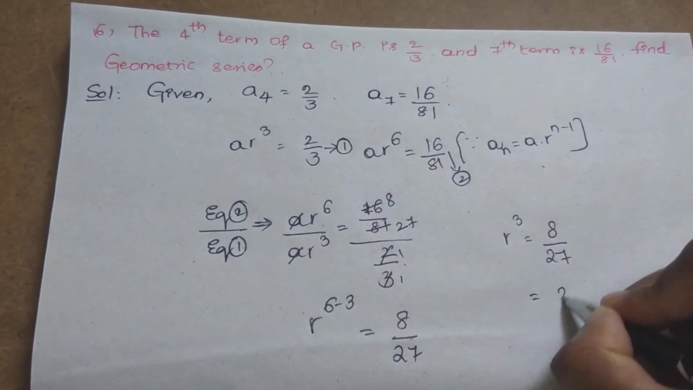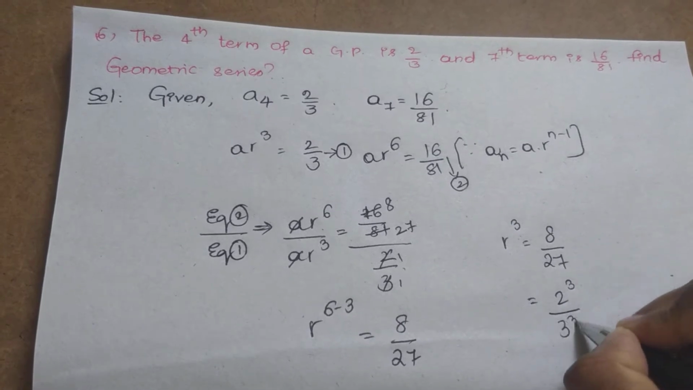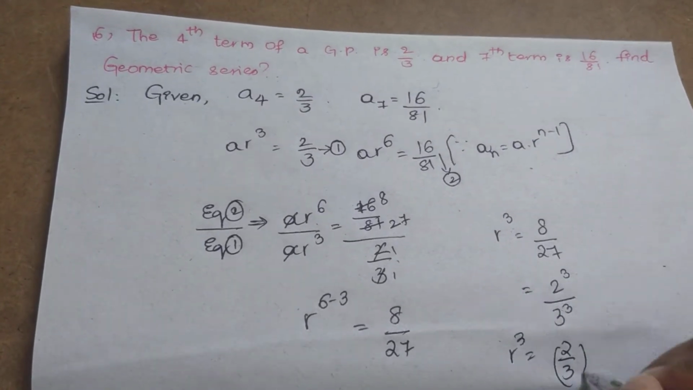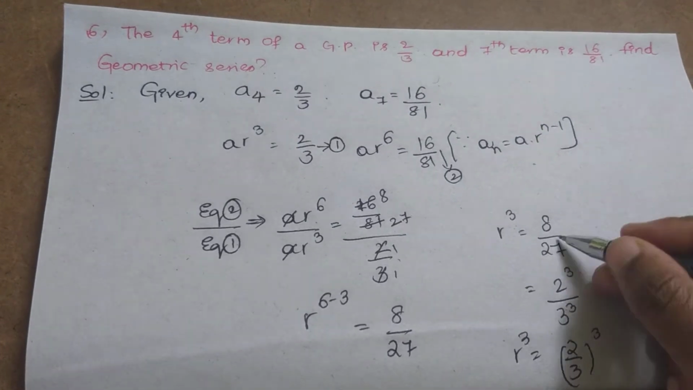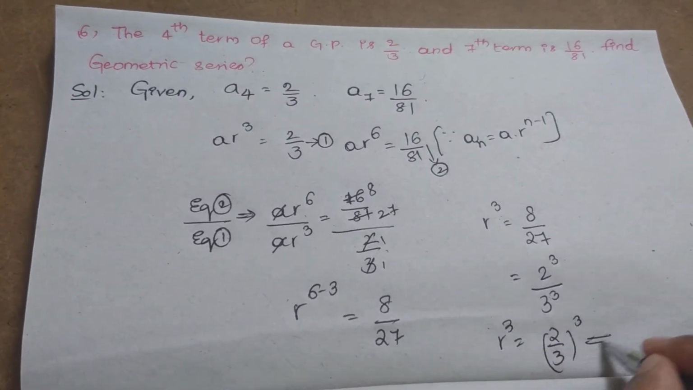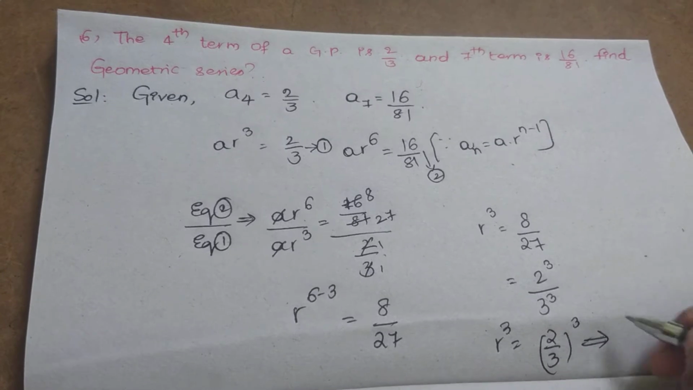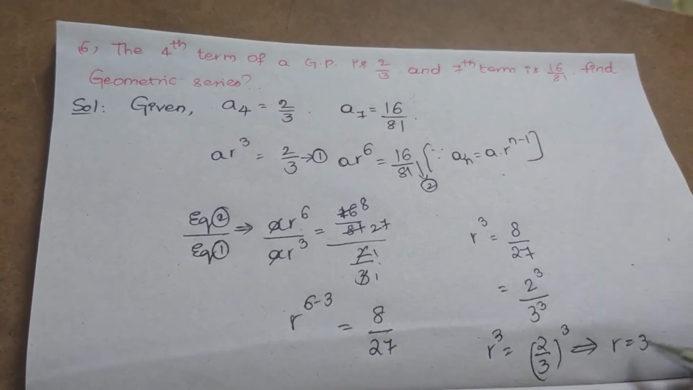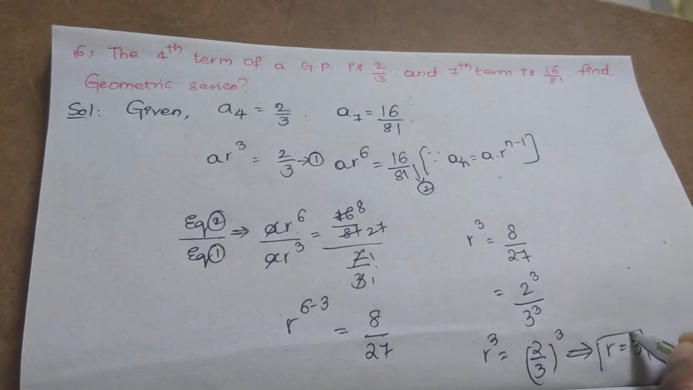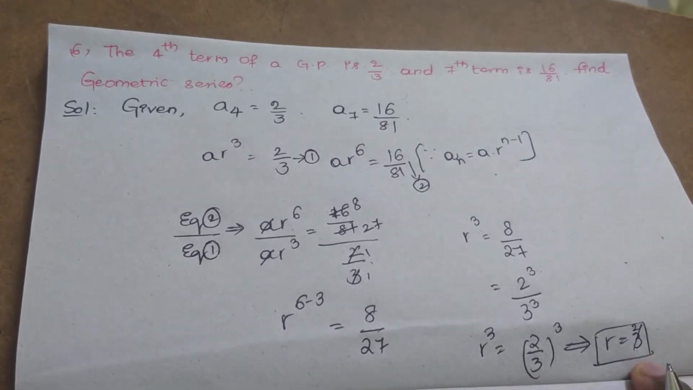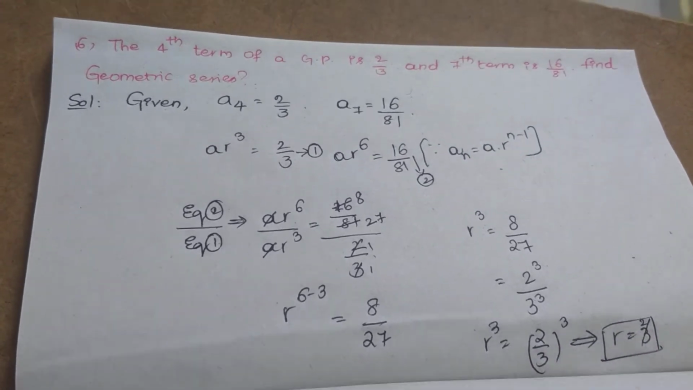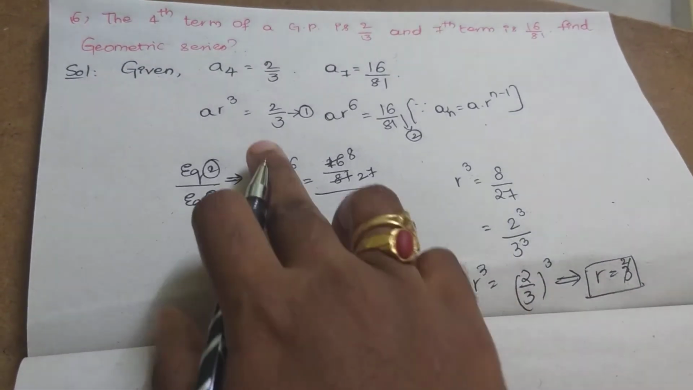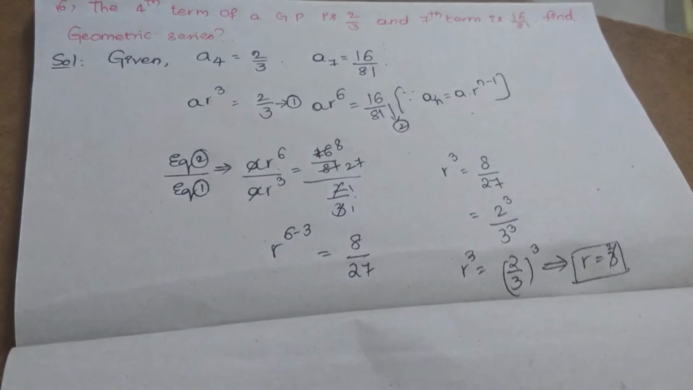So this can be written as 2 cube by 3 cube, correct? Therefore r cube equals 2 by 3 whole cube, because 2 cube is 8 and 3 cube is 27. Since the exponents are equal, by comparing, the bases should also be equal. Therefore r value is 2 by 3. So we got the r value, and by substituting in either of the equations, we'll get the a value also.